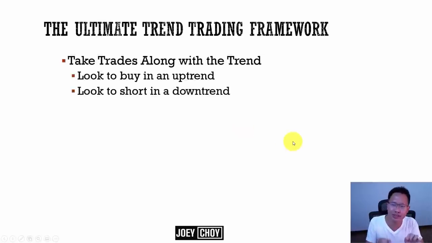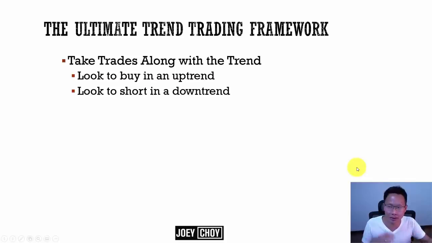So we want to take trades along with the trend. We're going to look to buy in an uptrend or look to short in a downtrend. We don't want to go against the trend. I mean, it's harder to be wrong if you are with the trend. Makes sense? I think all of you have heard of this before: the trend is your friend. Perfect, right? Because if you're against it, you can probably go wrong. So that is the first thing: you want to take trades along with the trend.